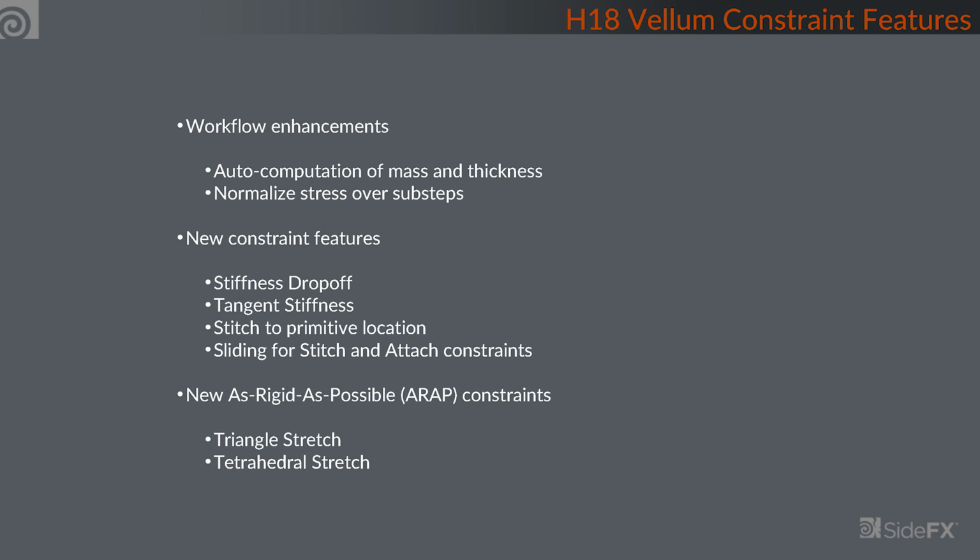And then finally, we've introduced a new type of constraint called As Rigid As Possible, or ARAP constraints. And these are very useful for organic effects, simulating organic materials, and just general soft body, anything that needs to have good stretching behavior and good compression behavior. And these show up in both a triangle stretch and a tetrahedral stretch version. So we'll go through what those look like and how they work.